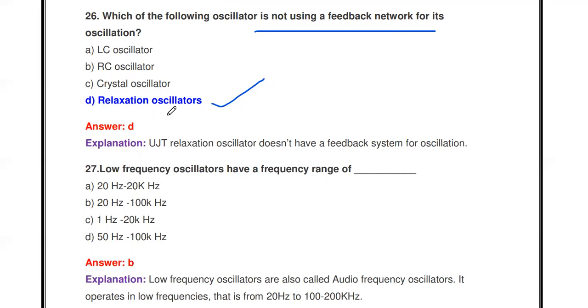So what is a relaxation oscillator? It's a special oscillator that is using the electronic device UJT, the uni-junction transistor. Using this uni-junction transistor device, we may generate the sawtooth waveform and positive spikes and negative spikes. That circuit is called a relaxation oscillator. But in order to construct this UJT relaxation oscillator, there is no need of feedback. So in relaxation oscillator, we are not at all using any feedback. We will see this relaxation oscillator in the third unit.